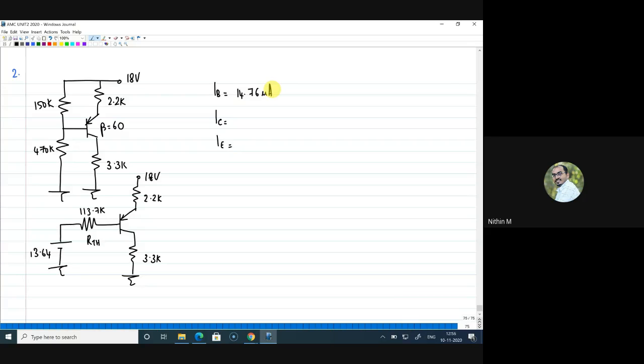Sai Kiran, do you have any answer for IC or IE? Solving. Okay, no problem. IB is the same, 14.76. All right, I'll check with others. Sai Kiran, no problem. Yes, Rakshit. Sai Kiran, you can mute. Manikandan, be ready with the VCE value. After Rakshit, I'll come.